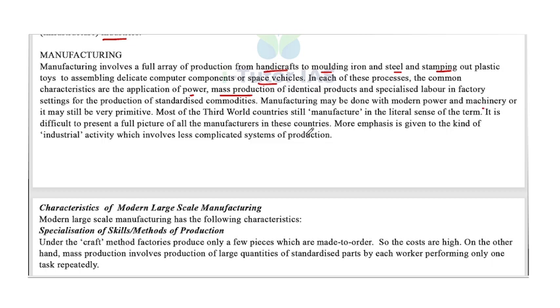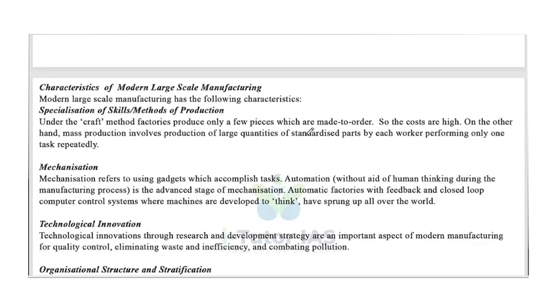Now, characteristics of modern large-scale manufacturing. The modern large-scale manufacturing has the following characteristics. First one, specialization of skills or methods of production. Under the craft method, factories produce only a few pieces which are made to order, so the costs are high. On the other hand, mass production involves production of large quantities of standardized parts by each worker performing only one task repeatedly. Okay, so the first characteristic of modern large-scale manufacturing is the specialization of skills or the method of production.